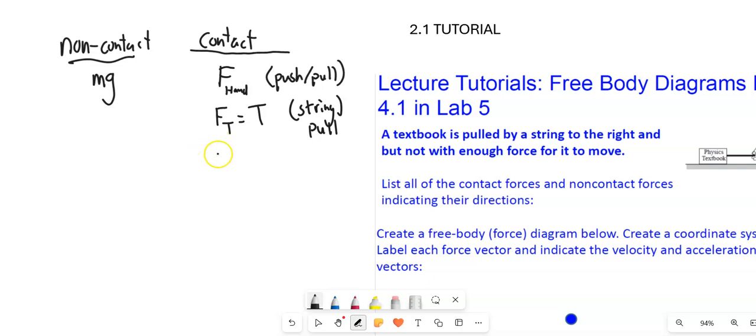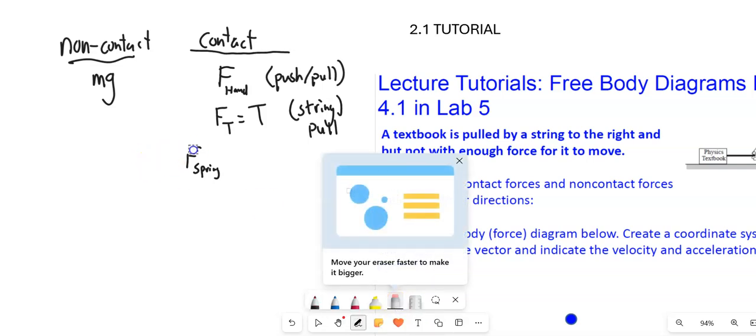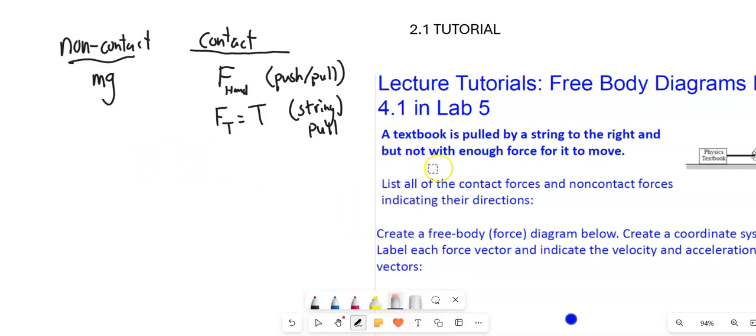Another type of force is a spring force. You could put F sub S and spell out spring, or what I like to do is write in the equation. I'm a big fan of writing an equation whenever you get a chance. So this is K times X, the spring constant times how far it's been displaced from the equilibrium position. And this is a spring force.